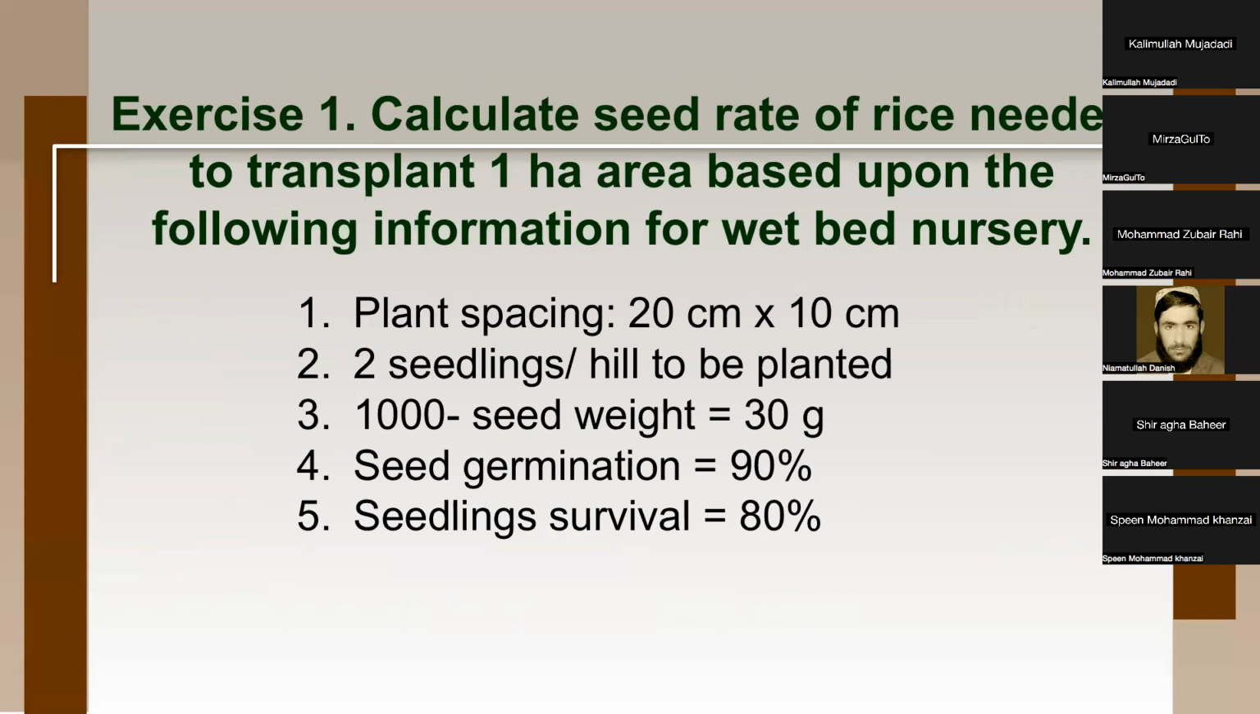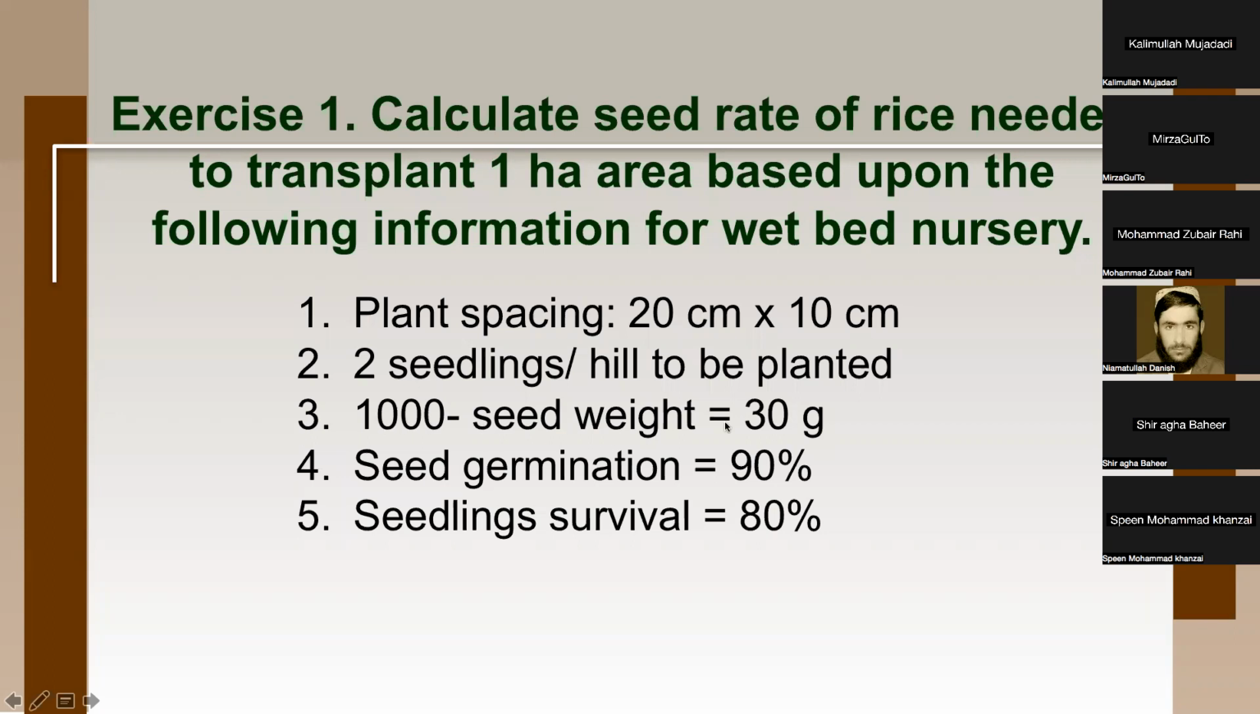Yes, sir. So I'm giving you this example. Calculate seed rate of rice needed to transplant 1 hectare area based upon the following information for wet bed nursery. Suppose in the last case you got 20 into 20 centimeter spacing. Here spacing is 20 by 10 centimeter square. In the last case you used 4 seedlings per hill. Here you need to just double it. Here you need to use 2 seedlings per hill.